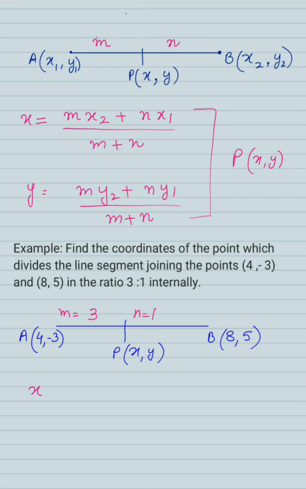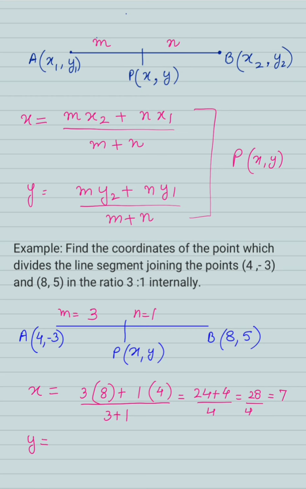So we'll get x will be equal to, here m is 3, x2 is 8, n is 1 and x1 is 4 upon 3 plus 1. So we get 24 plus 4 upon 4, that is 28 upon 4, which is equal to 7. So the x coordinate of the point P is 7. In the same way, we'll find the y coordinate.